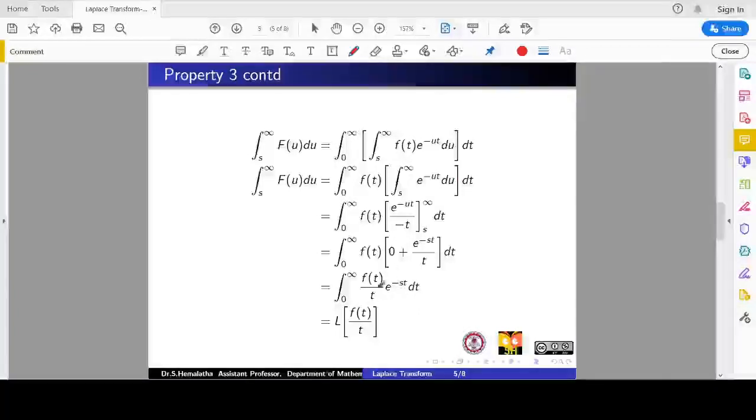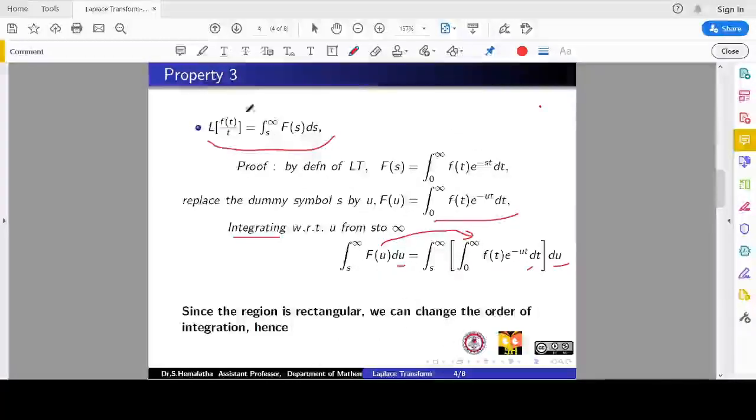Now this is nothing but our Laplace, where our function f(t) by t is my Laplace function. So I am writing Laplace of f(t) by t. So there comes the third result. As stated, Laplace of f(t) by t is proved to be the integral from s to infinity of F(s) ds. In the reverse order, we took F(s) and then integrated with respect to s between these limits, and we got this result.